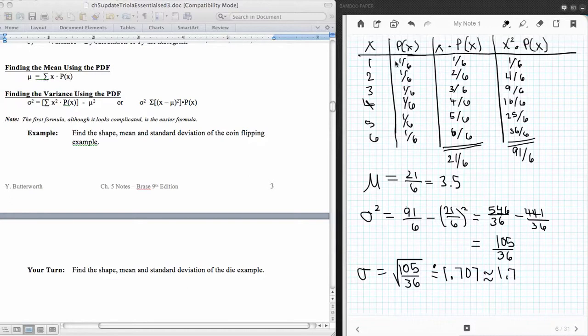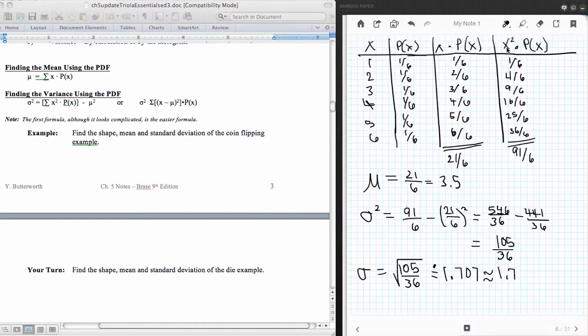So multiplying the x times the p of x's, we get 1 times 1/6, 2 times 1/6, 3 times 1/6, so on and so forth. So we get 1/6, 2/6, 3/6, 4/6, 5/6, 6/6. If you're doing this by hand, it's much easier to keep these in terms of 6. Adding 1, 2, 3, 4, 5, and 6 up, we get 21, and those are sixths.